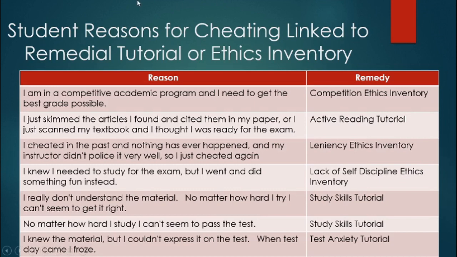Okay, now these are the questions that we asked the students in the tutorial. Once a student has selected cheating as the type of violation that they committed, then they get this set of questions that'll point them to the appropriate tutorial. So the first one is, I am in a competitive academic program and I need to get the best grade possible. And I've already talked to you about that one. That goes to the competition ethics inventory. I just skimmed the articles and I found and cited them in my paper. Or I just scanned my textbook and I thought I was ready for the exam. That takes them to the active reading tutorial. I cheated in the past and nothing has ever happened. And my instructor didn't police it very well.